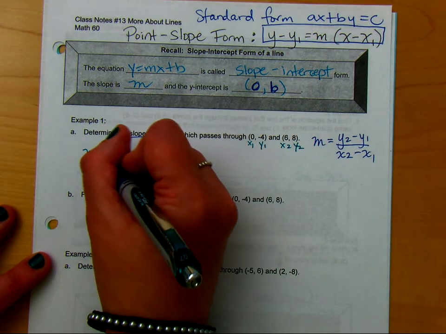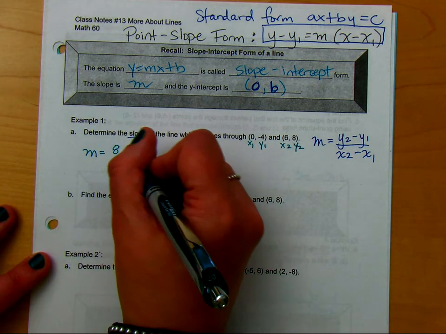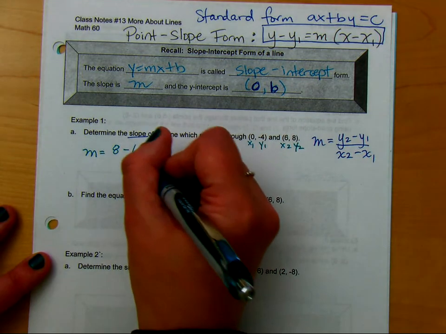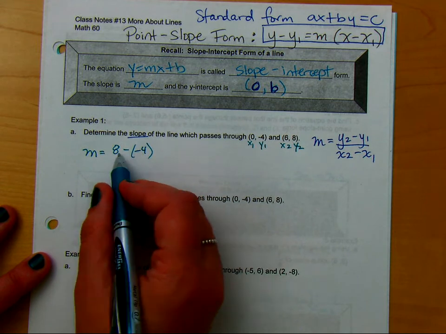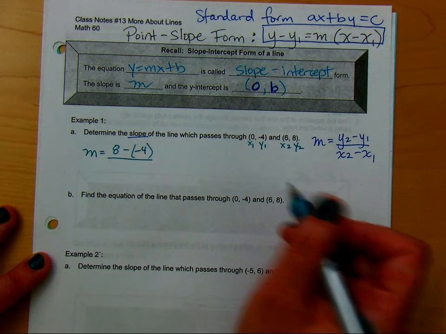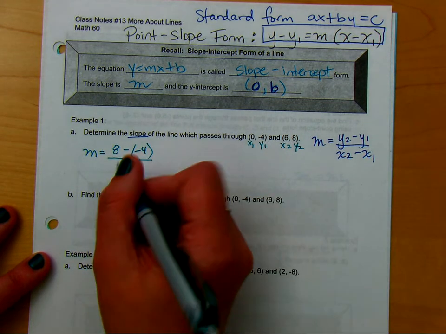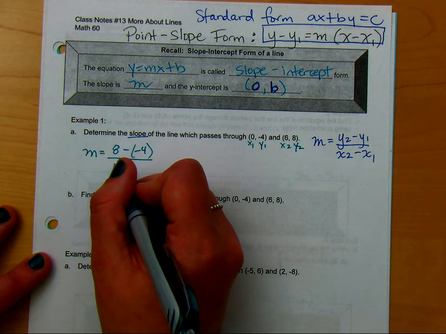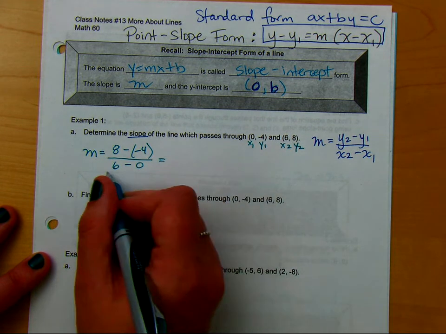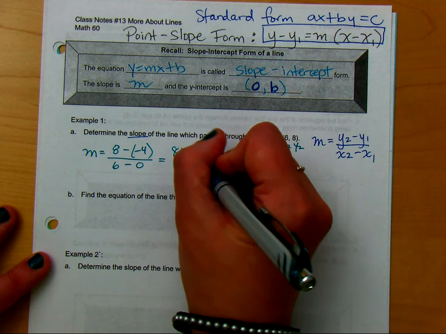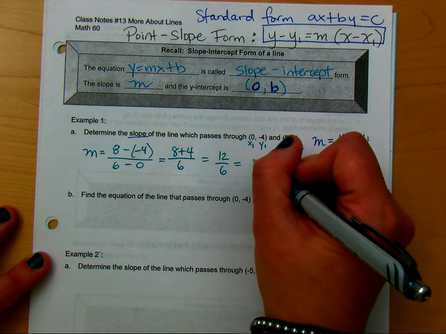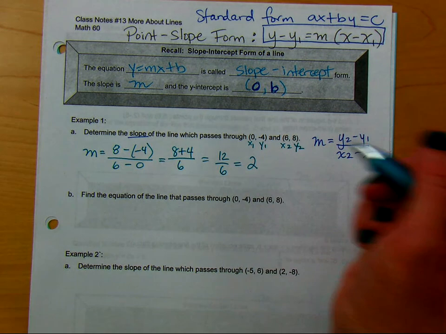So to find the slope, we're going to have 8 minus what? Yeah, -4. It's important to put the minus and negative, because what happens when you have minus and negative? It turns into a plus. And then tell me what numbers to fill in next. Perfect. And the order matters, so we wouldn't have 0 minus 6. Now that's 8 plus 4 over 6, which is 12 divided by 6, which is 2. Okay, so the slope is 2.